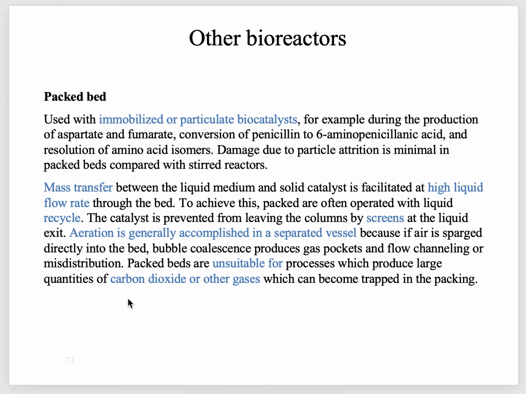Okay, so what are the problems if we directly introduce the air into the bioreactors? Flow channeling or misdistribution, and also bubble coalescence formation, which will produce gas pockets, and gas pockets will hamper the mass transfer. If the mass transfer is hampered, the growth of the cells, if we use cells in this kind of bioreactors, will be hampered.